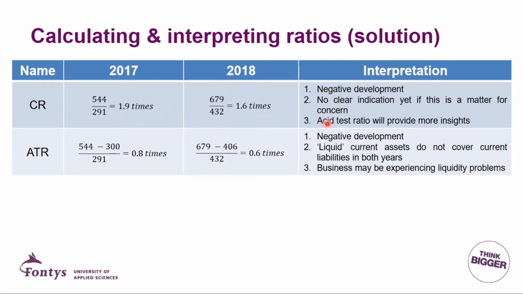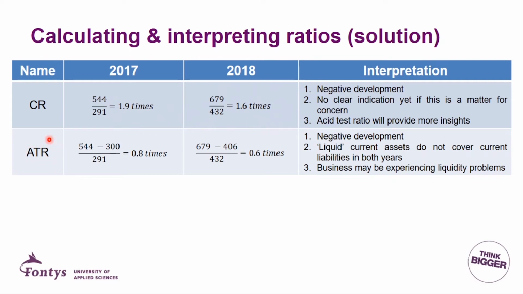The acid test ratio will provide more insight, because as I told you, there's no fixed current ratio that companies need to have. It depends on the industry. And maybe they use their current assets in a very good manner. Maybe they invest their money again, and so this might lower the current ratio, but maybe the 1.6 is still fine.